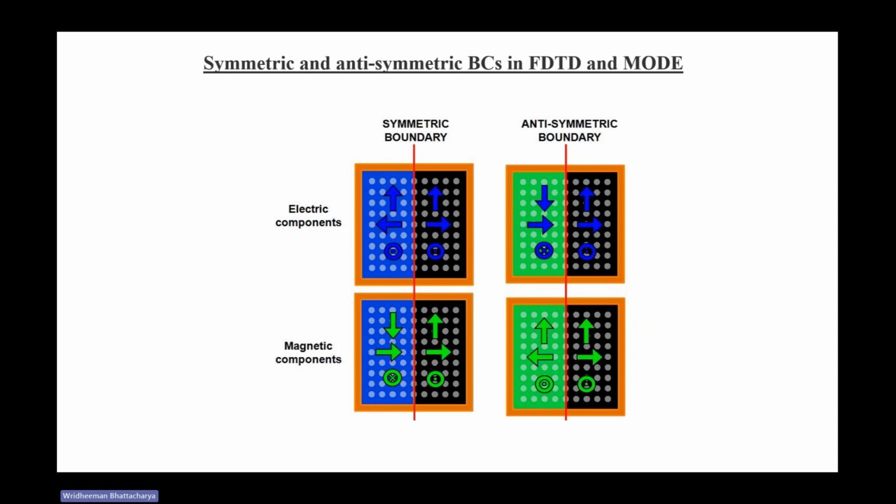Suppose you don't consider these nanostructures. Consider that a whole circular nanopillar is there, right? And if you want to reduce the simulation time, here the simulation time is reduced by a quarter. One is that the electric components flow in this part for the symmetric boundary, and for the anti-symmetric boundary it gets the green part, right?